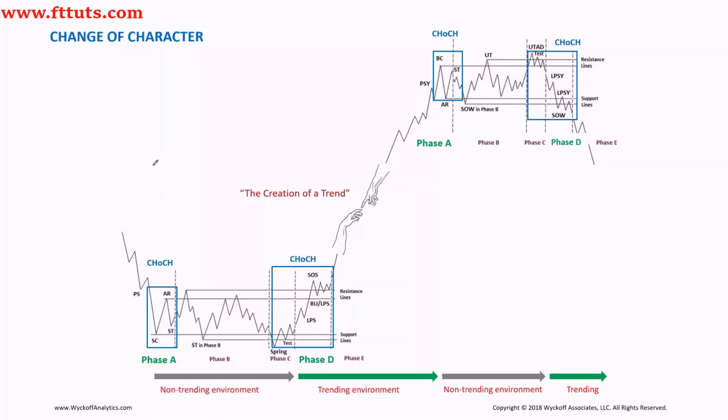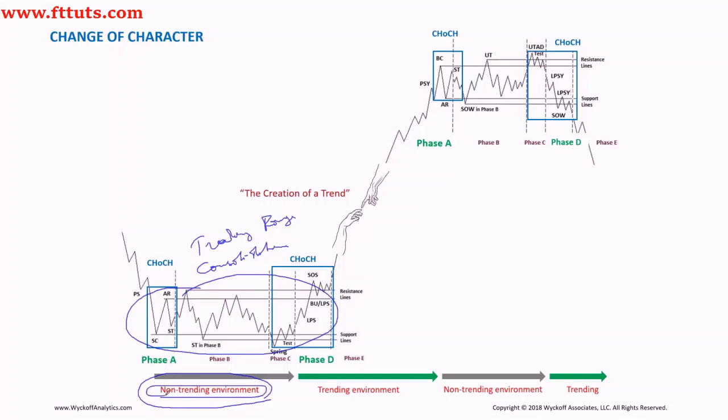We definitely realize that there are 2 types of environments that we're expecting. The first environment is a non-trending environment. This is the environment of a consolidation. We also will call this environment a trading range. We also will intermittently call this a non-trending environment. So all of this semantics regarding the trading range or consolidation are valid for us.